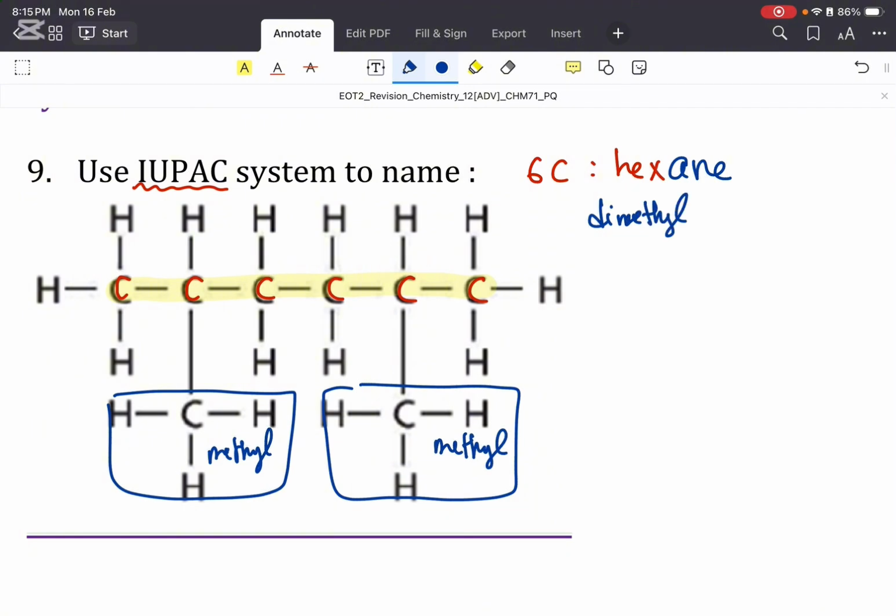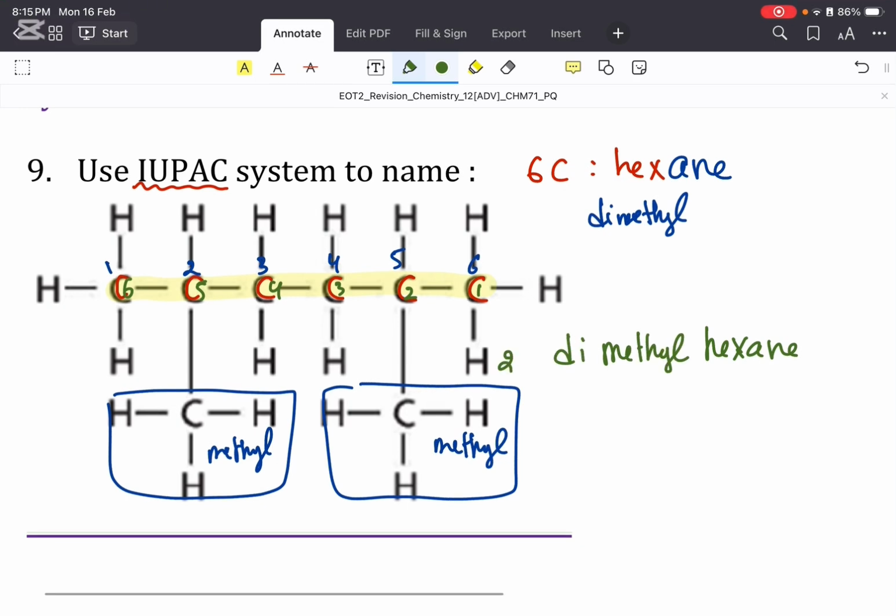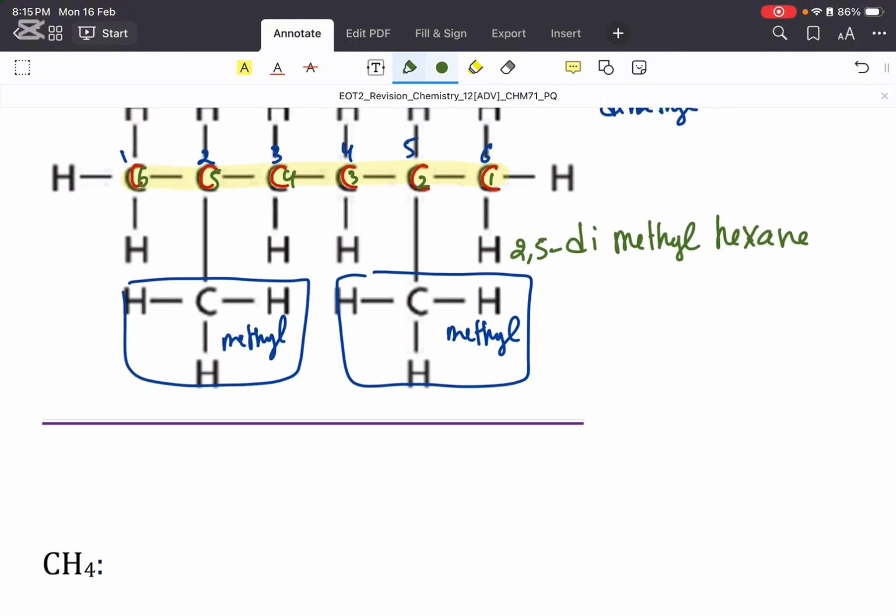Now all I have to do is to know from where I should start counting. If I count from this side, 1, 2, 3, 4, 5, and 6, I'll get a branch on the second and on the fifth. And if I count from the other side, 1, 2, 3, 4, 5, and 6, I'll also get the same result. So it doesn't matter in this example. So I'm going to write hexane as a main chain, and then I have methyl, actually 2 of them, on the second and on the fifth.